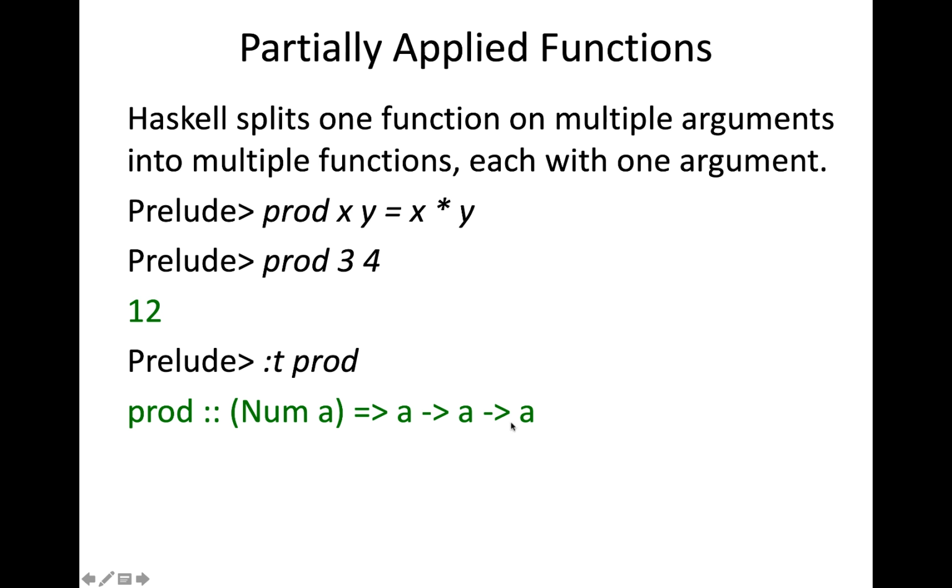If this is the first time you are looking at this, let's try to decipher. The type of the function prod is as follows. a is Num type, and then this is the type information of this function. That is super confusing, right? a goes to a goes to a. We have never seen something like that before. Now how to make meaning out of this? Let's proceed.